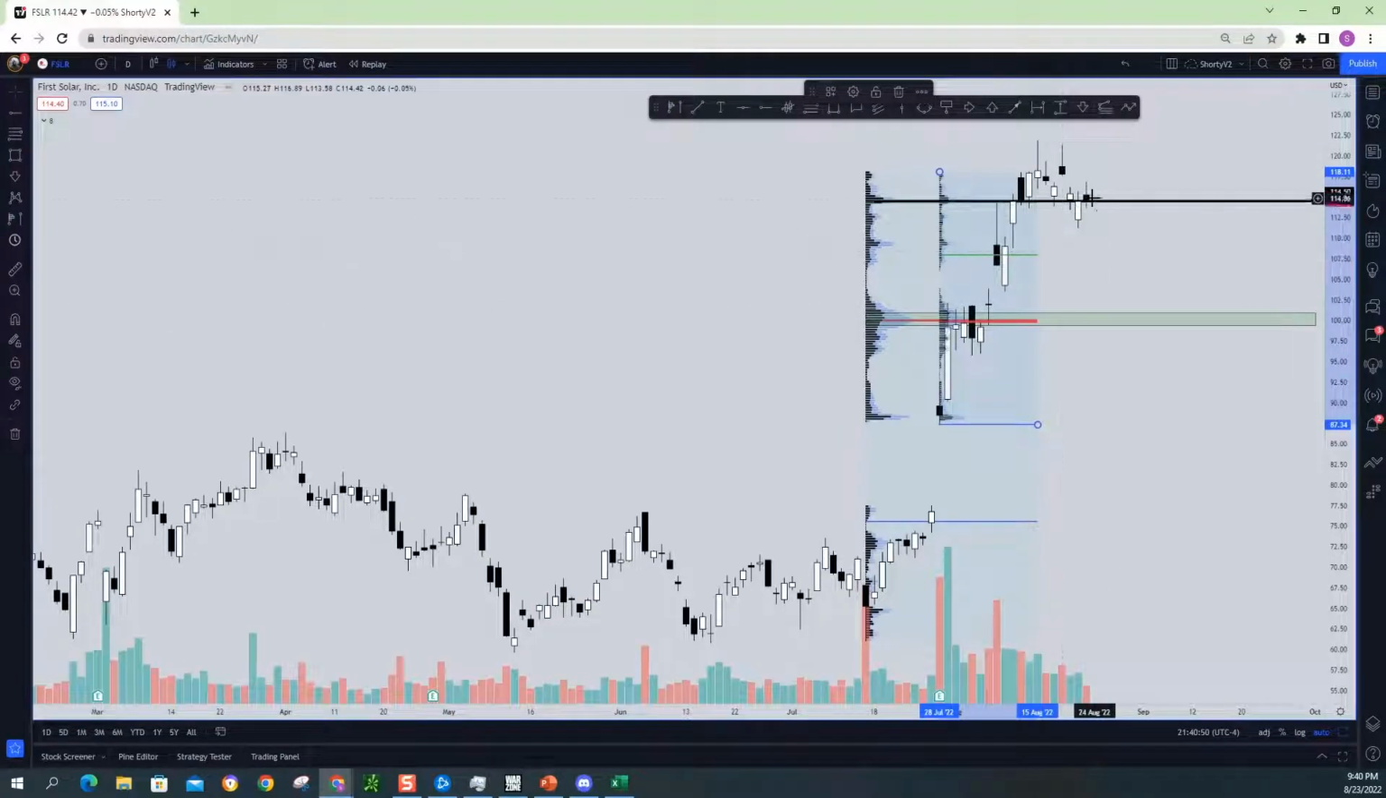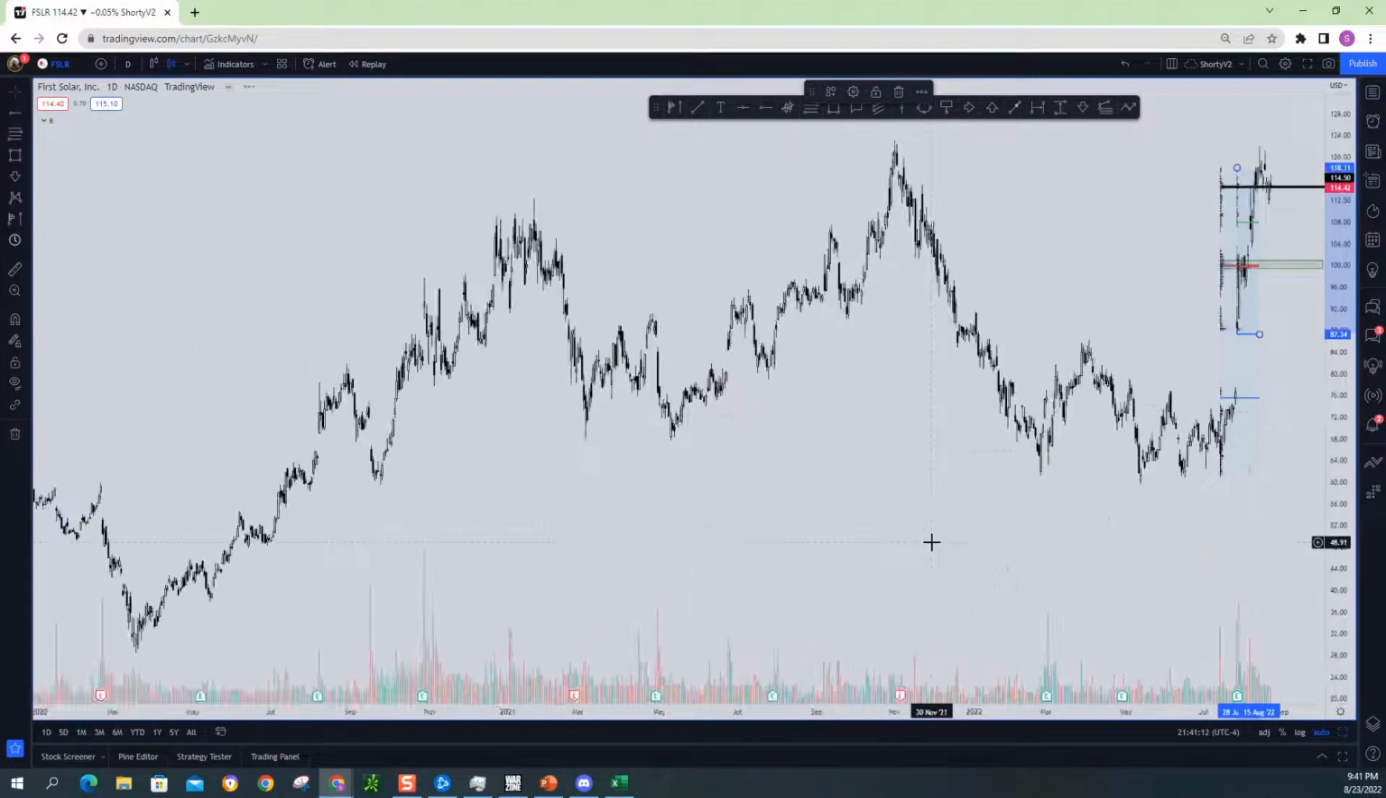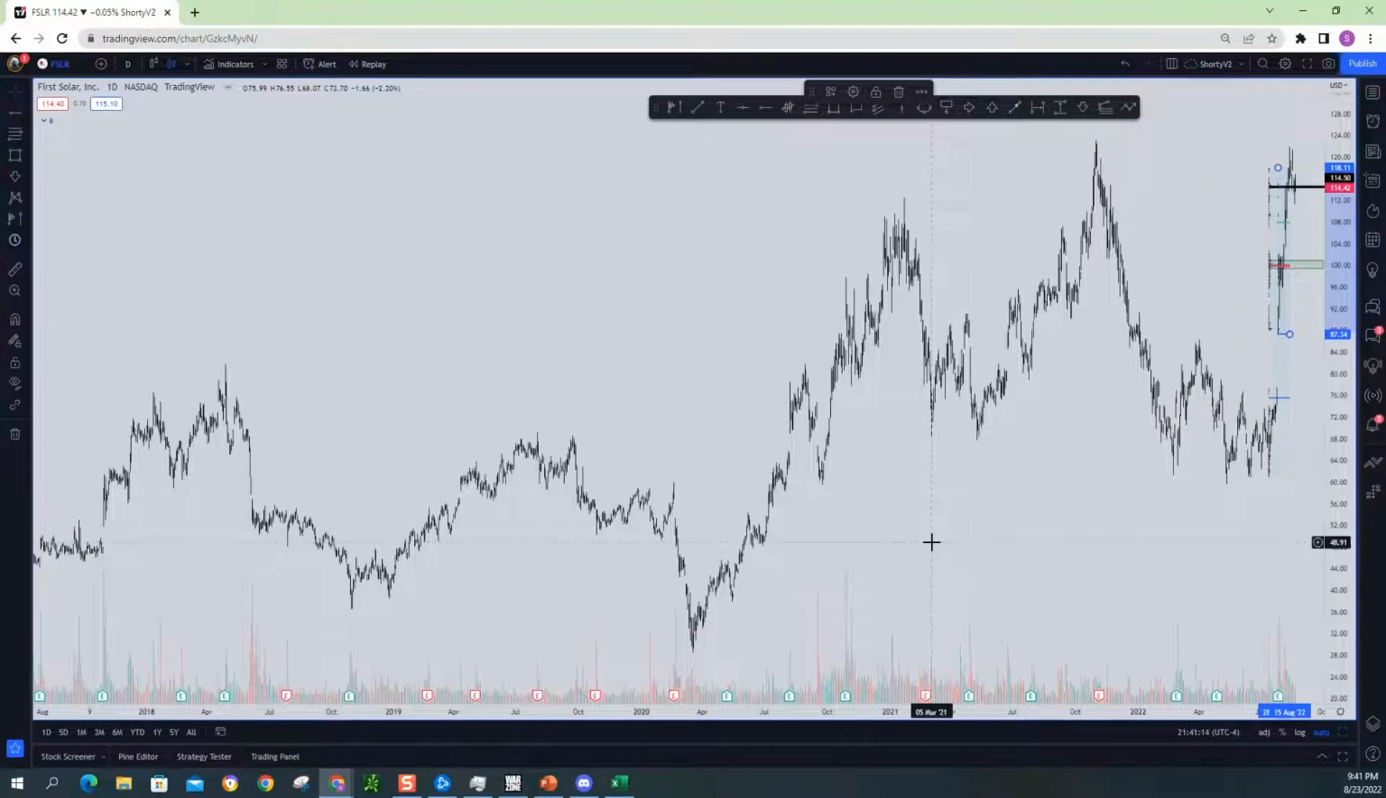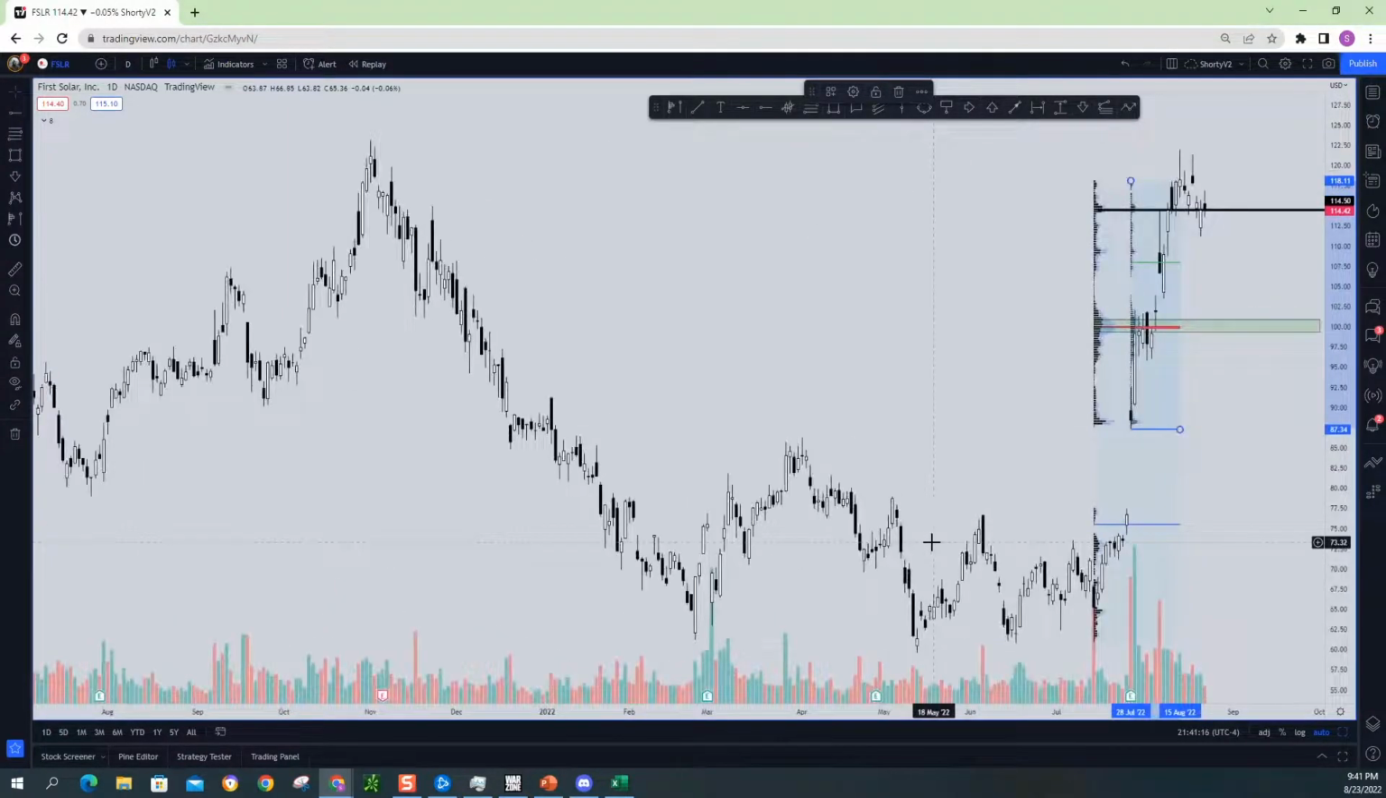Nah, man. I would short it right here. You could short it to 107 or 108. There's a little volume here. But this is going back to 100, dude. I would say by September 15th, this is going to be at 100. Oh, what the fuck? Like, why? That's a big pump.